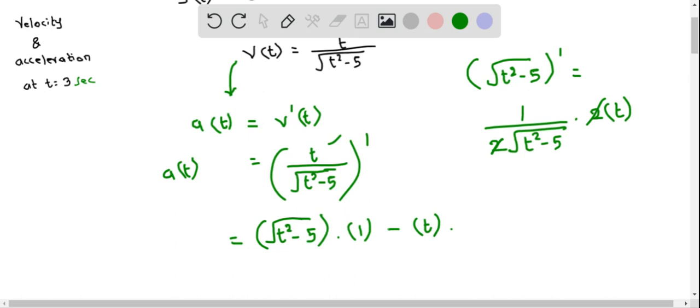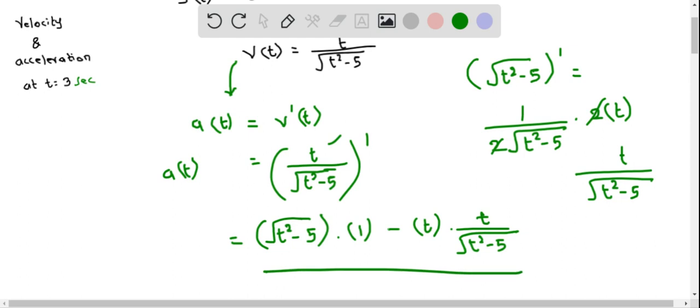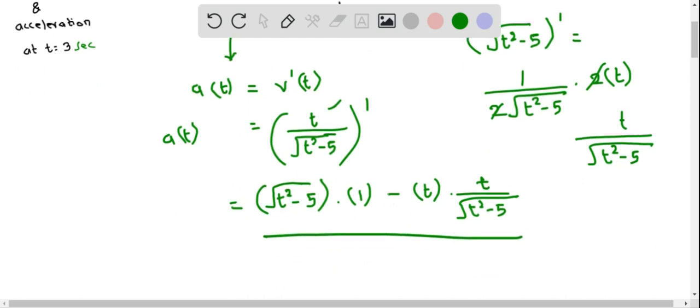So this gets reduced to t over the square root of t squared minus 5. I'm going to put it here, that is t over the square root of t squared minus 5. This is the derivative of the square root of t squared minus 5. And this is all over, according to the quotient rule, the denominator term squared, which is the square root of t squared minus 5, the quantity squared.